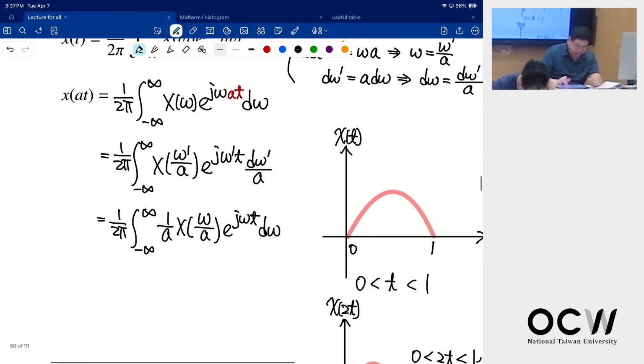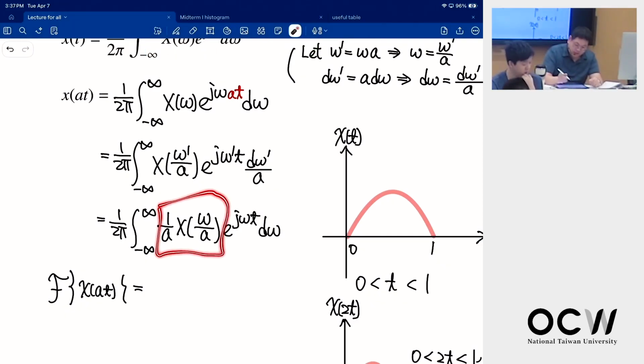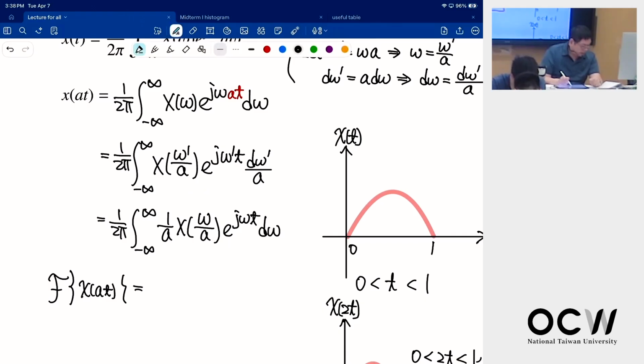Right, so now the Fourier transform of the time scaling of the signal will be what? Here. Okay. 1 over A X omega over A.